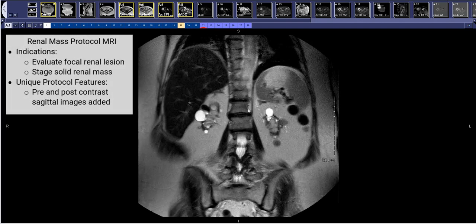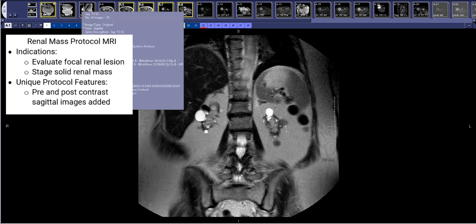Most often, renal mass protocol MRI is obtained to either evaluate a focal renal lesion, such as a hemorrhagic cyst versus a solid renal mass, or to stage a solid renal mass, a known kidney cancer, for example, to evaluate if it goes into the renal vein or how far it goes into the renal vein or IVC. So it's usually a workup of a renal mass or a staging of a known cancer.